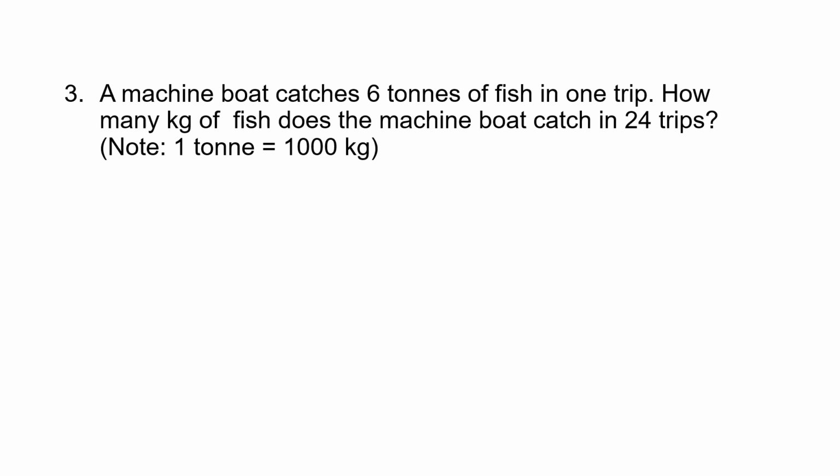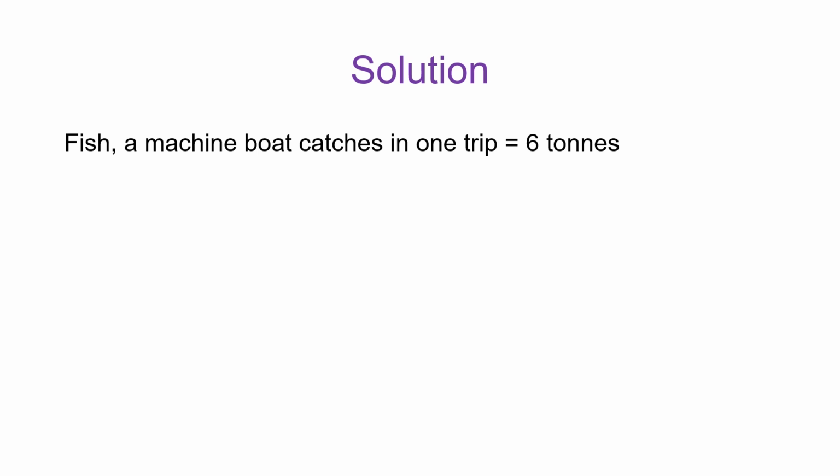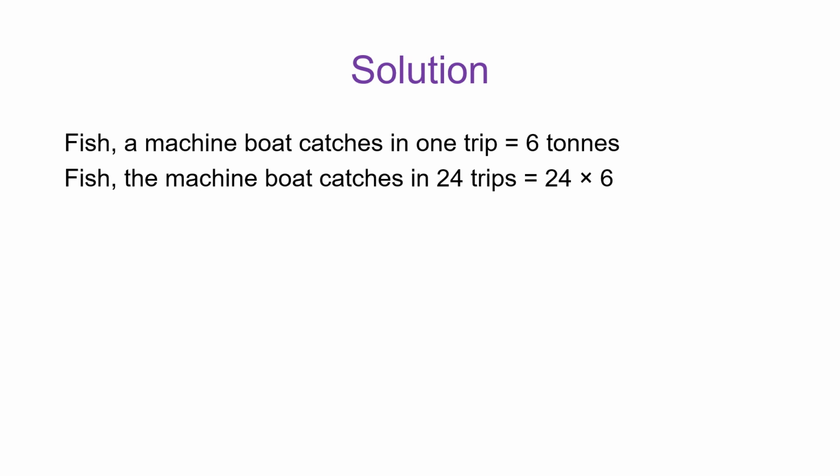A machine boat catches 6 tons of fish in one trip. How many kilograms of fish does the machine boat catch in 24 trips? 1 ton equals 1000 kg. Let us find out the solution. Fish a machine boat catches in one trip: 6 tons. Fish the machine boat catches in 24 trips: 24 multiplied by 6.